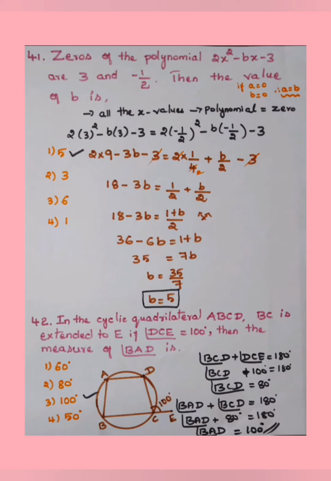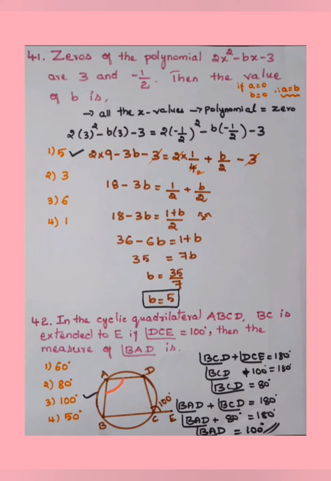Next, this is related to geometry. In a cyclic quadrilateral ABCD, BC is extended to E. You see this BC is extended up to E. Then DCE is equal to 100 degree. Then the measure of BAD. So angle A we need to find out here in the cyclic quadrilateral.